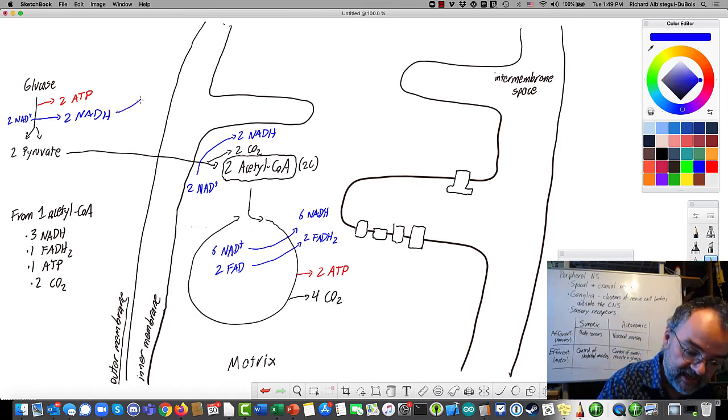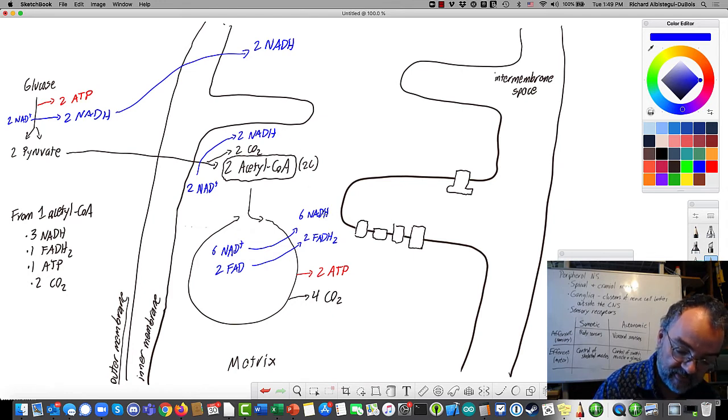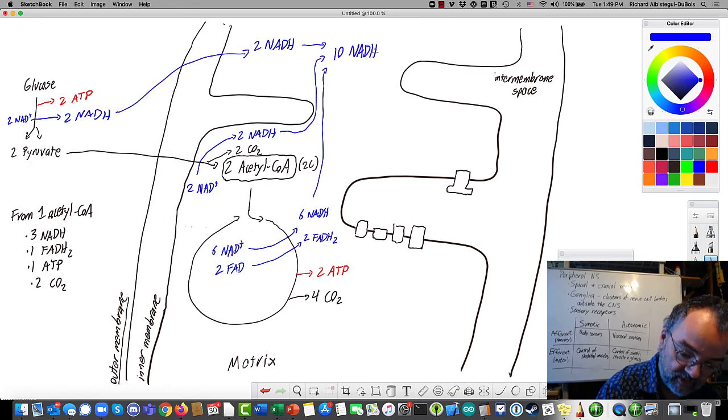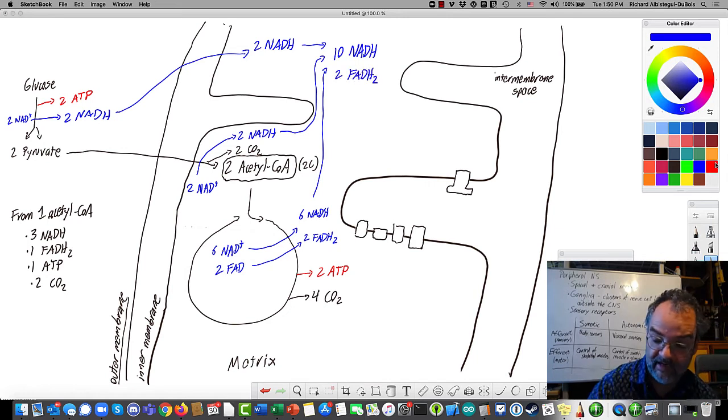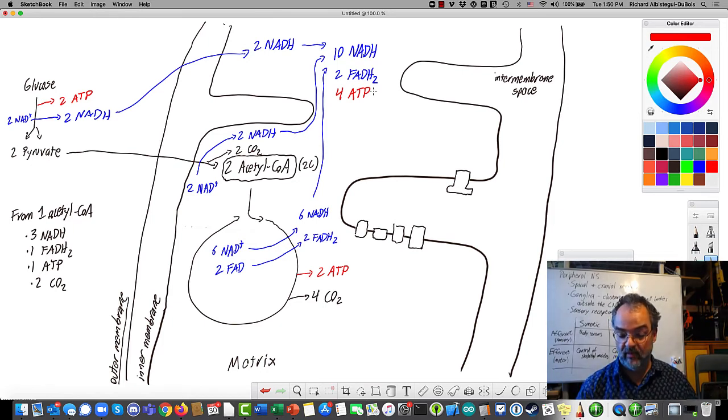Well, my 2 NADH from out here, let's bring them in. So here's 2 NADH from here. I got 2 from the linking step, 6 from the Krebs cycle. So all of these together give me 10 NADH from that original glucose. I've got 2 FADH2s. I've got 4 ATP total. And I ended up with 6 CO2s of waste product.